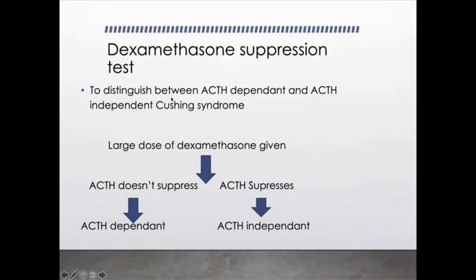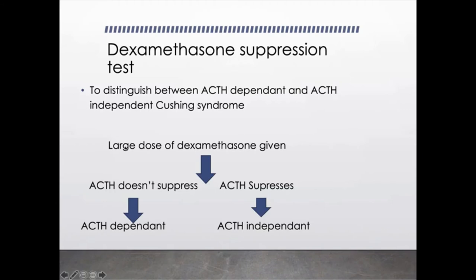Now how do we distinguish between ACTH dependent and ACTH independent Cushing syndrome? There is a method, we call it the dexamethasone suppression test, in which you give the patient a large dose of dexamethasone. Dexamethasone is basically a synthetic analog of cortisol. It has cortisol-like activity, but it is synthetic and it is more potent than the normal naturally occurring cortisol.